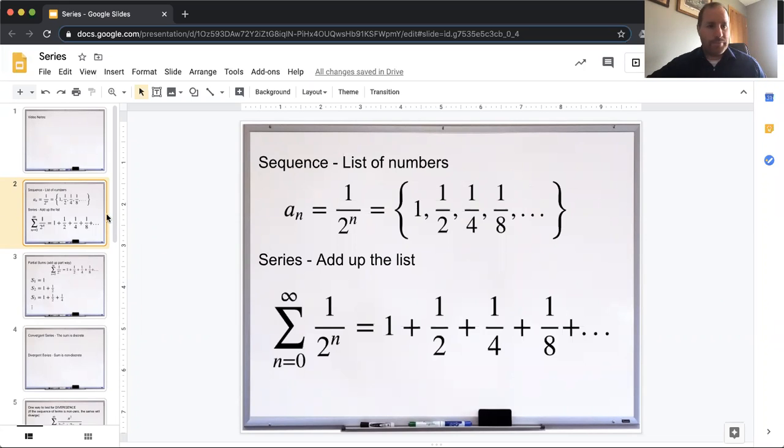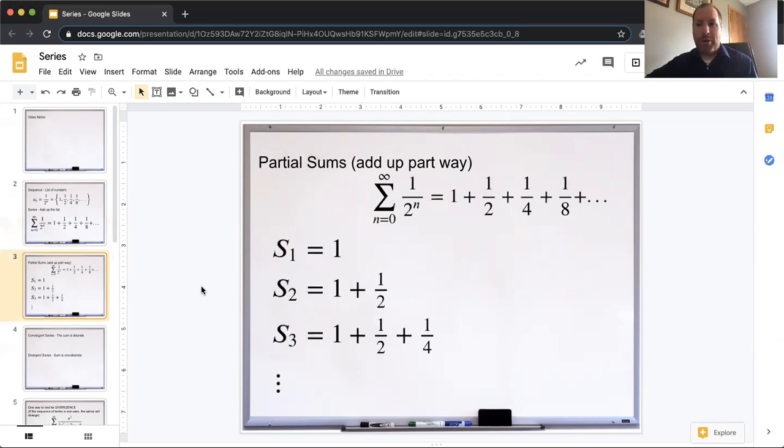So like I mentioned, a sequence is just that list of numbers. So here, like you were working with last week, 1, 1/2, 1/4, 1/8, or however that list is generated. And then a series is saying we are going to add up all of those numbers together and see what we get.